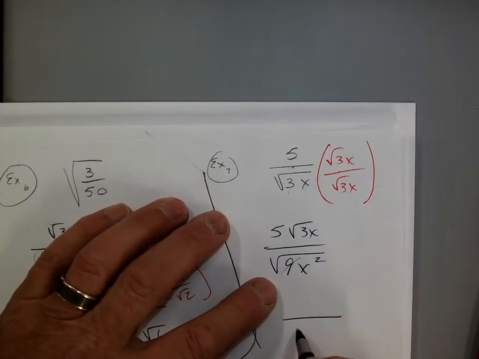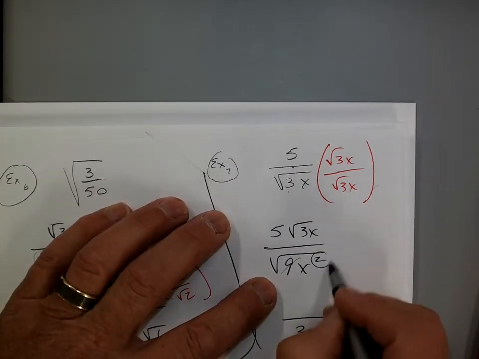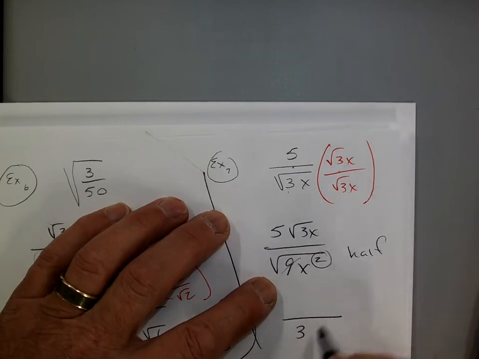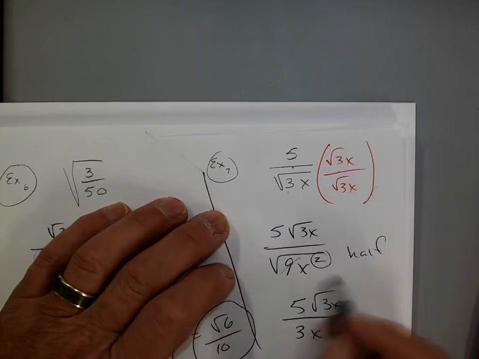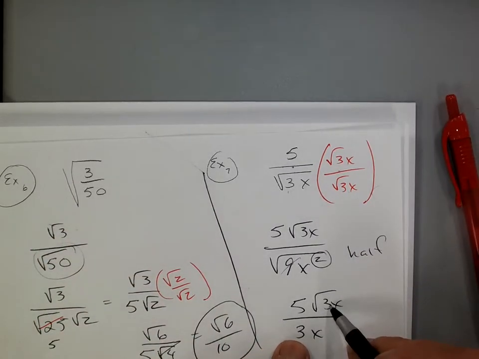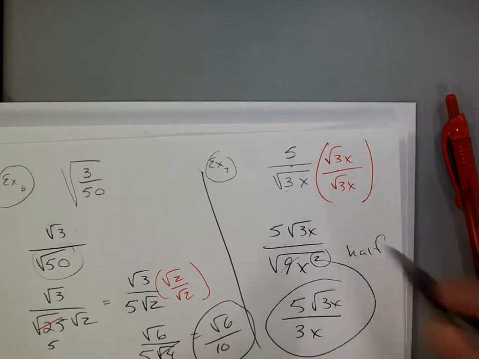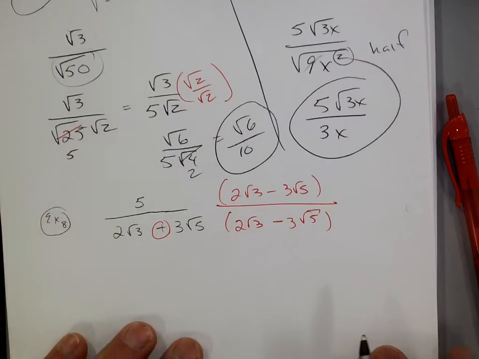The square root of 9 I know is plain old 3. Take half the exponent, I can do that, and I get plain old x. On top I just get 5 square root of 3x. Don't divide these, because that is not really a 3, that's 1.73, and that's only half an x. So there's your answer. Now let's get back to example 8.